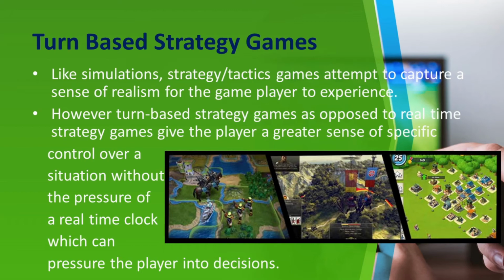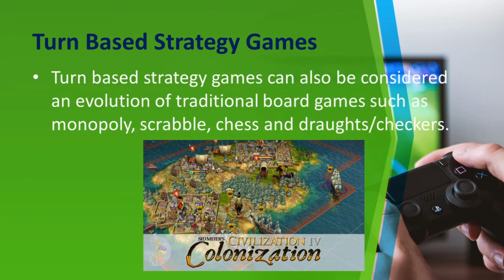a gameplay. Okay? Turn-based strategy games can also be considered an evolution of traditional board games such as Monopoly, Scrabble, chess, and draughts or checkers. So, let's say for example in chess. Chess is an example of a turn-based game wherein the two players can't move chess pieces at the same time. So, as mentioned, it is turn-based.